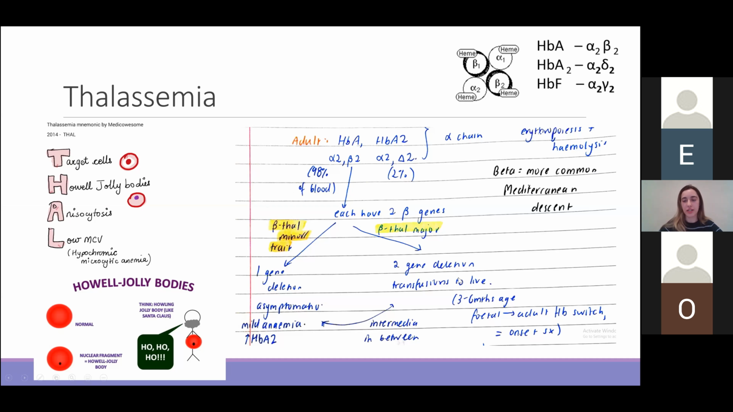And you need transfusions. And often the symptoms present when you have that switch from fetal to adult hemoglobin. And then beta thalassemia minor is when you have just one gene deletion, and usually you're asymptomatic because this one here can kind of compensate for it. And then on your blood smear, you'll have these findings here. So you can use that mnemonic if you like, and if it helps.